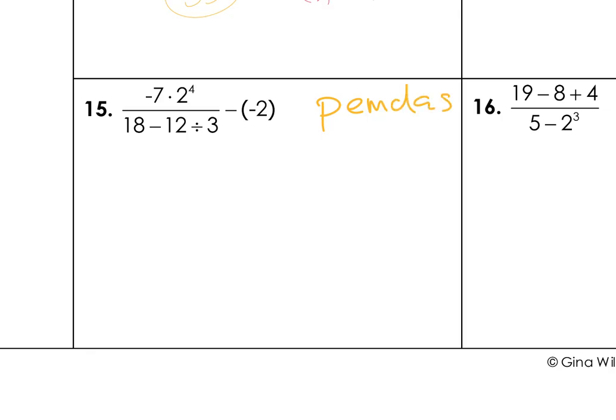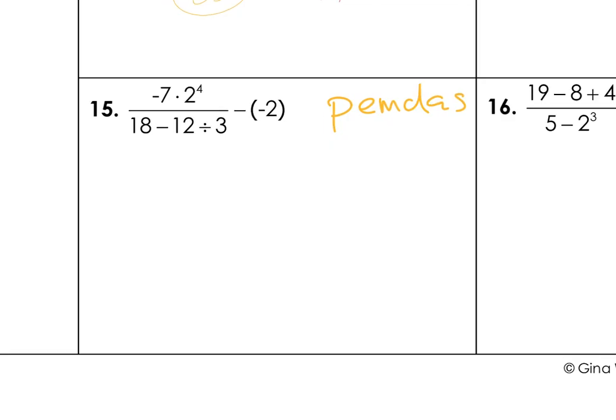All right, like I said, these get a little crazy looking. Negative 7 times 2 to the 4th. Actually, let's back up. How do we start even reading this? We have the top, then the bottom. It's just like how you read a book. You read from top to bottom, left to right. So we have negative 7 times 2 to the 4th power over 18 minus 12 divided by 3 minus negative 2. And if you're thinking, dude, there's no way I can do this. Yes, you can, okay?